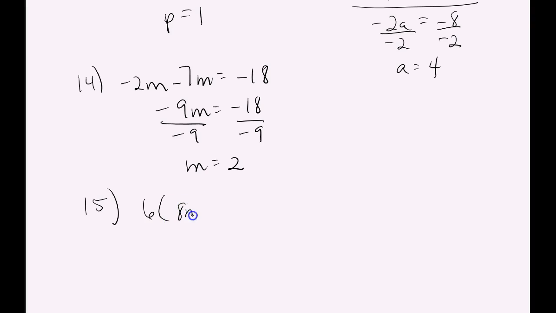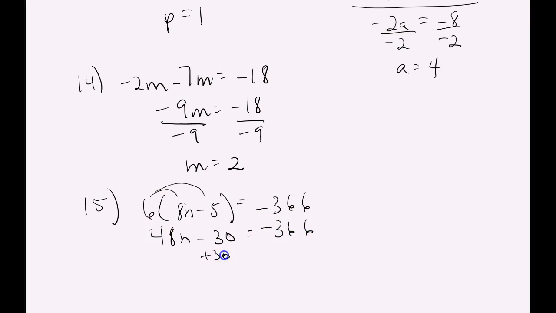15. 6 times 8n minus 5 equals -366. Okay, this one might be the first one that slowed any of you down just because there's a few steps involved, and maybe the arithmetic was not so much fun. So we want to distribute first, then we're going to add 30 to both sides.